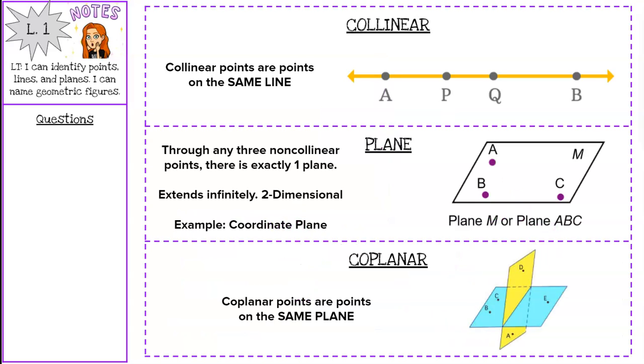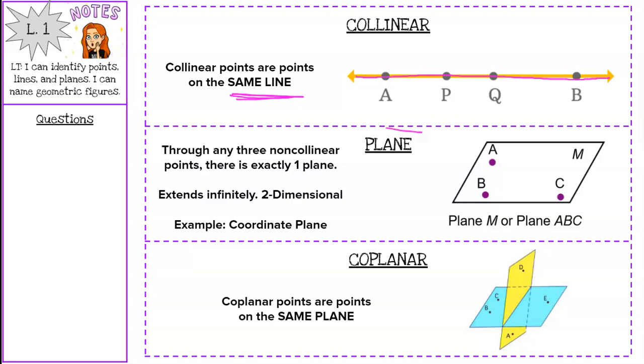Couple more vocabulary words for you. Collinear. Collinear points are points that lie on the same line. So all of these points would be collinear because they are all on the same line.